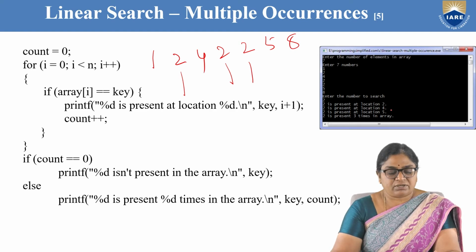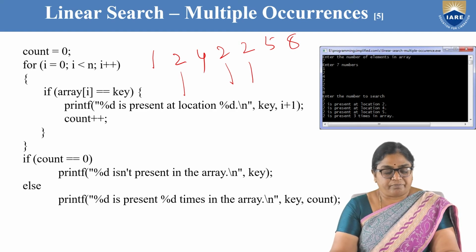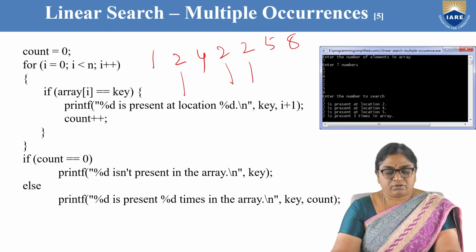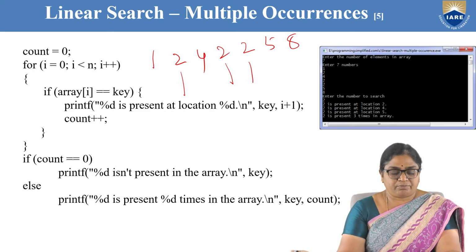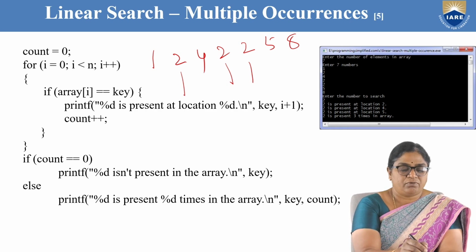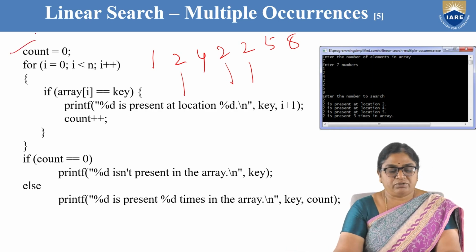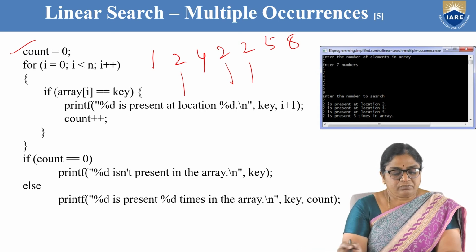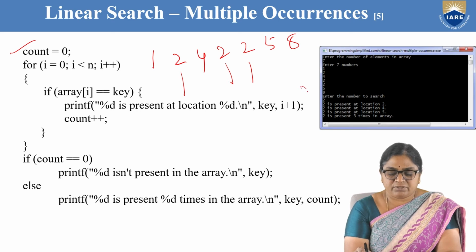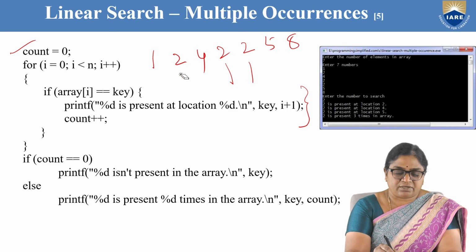So now let us try to understand the code. To count how many times it appears, to hold that value, we are declaring count equal to 0. Initially the occurrence is 0. After that we check whether the key element is present in the given list by writing this if statement.